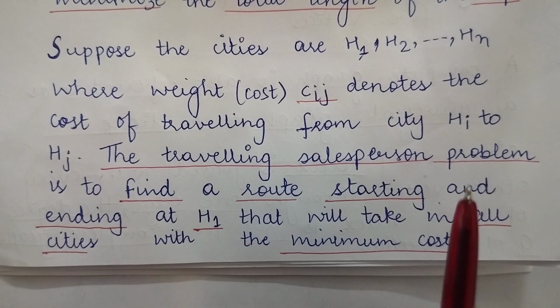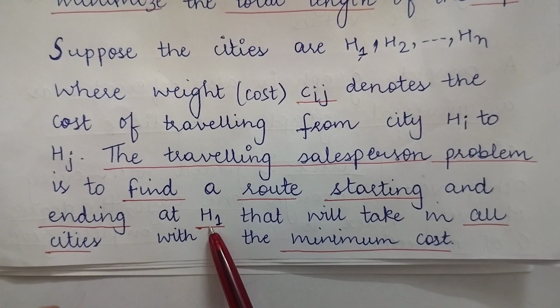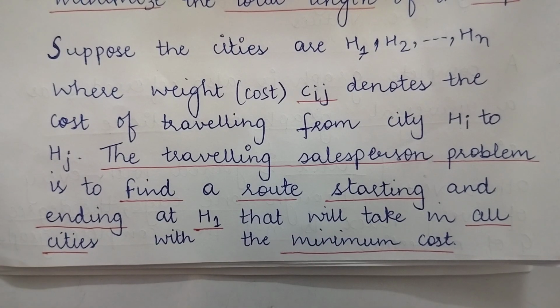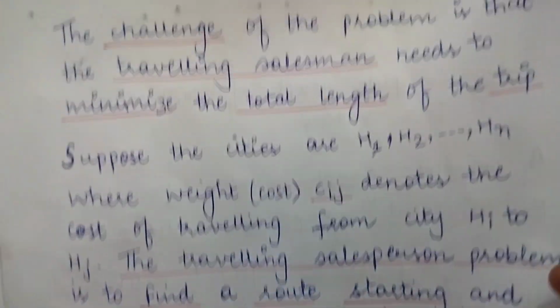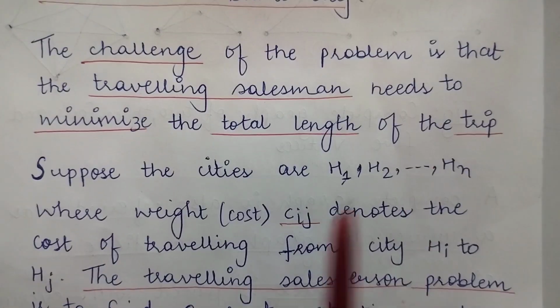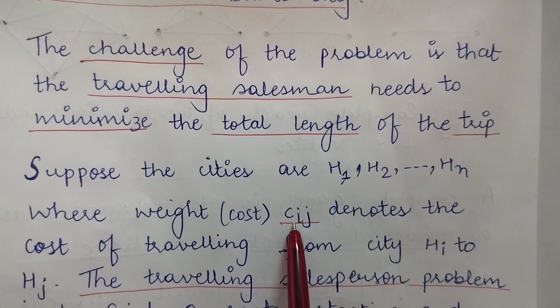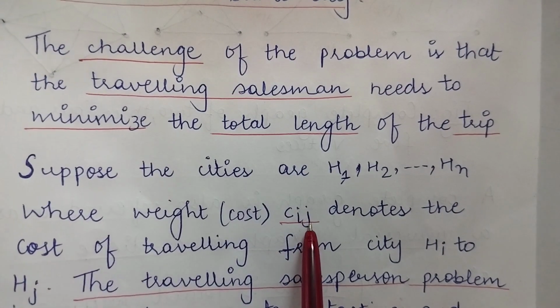Now from the starting point H1 to the destination, various cities will come in between, or you will have multiple paths. You will have the option of multiple paths, but you have to choose that particular path which has the minimum cost. So now you know how cost will be calculated. Cost Cij represents the cost from city i to city j.